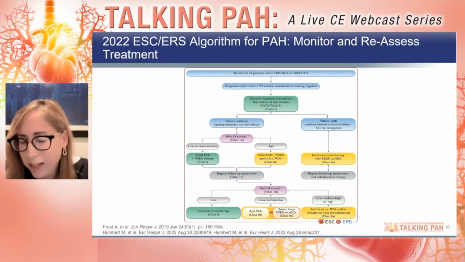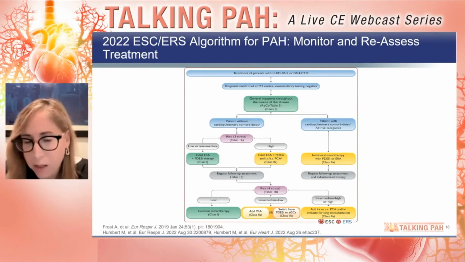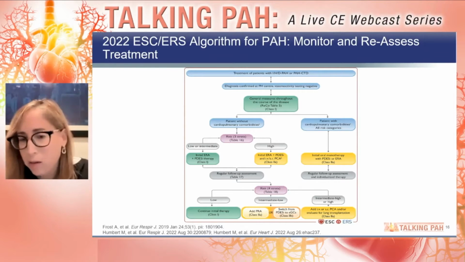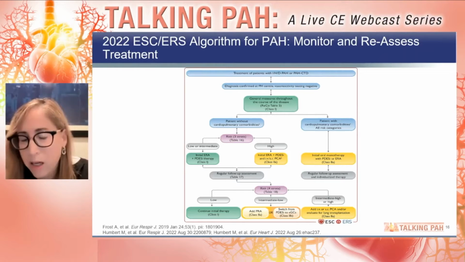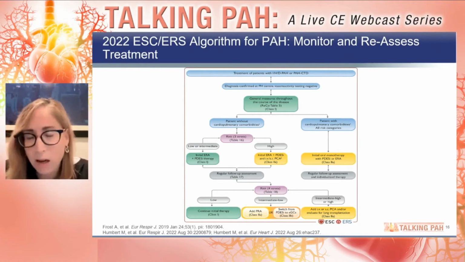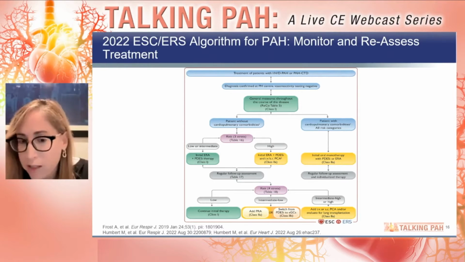And I was just at a meeting where we were debating this extra step. I think what's important for everybody on the call is that if these patients are intermediate or high risk, we're recommending dual oral therapies. If you're high risk, irrespective of your comorbidities, we're really trying to be aggressive with that. And they're recommending upfront triple therapy with prostacyclin based on a very small cohort from France.